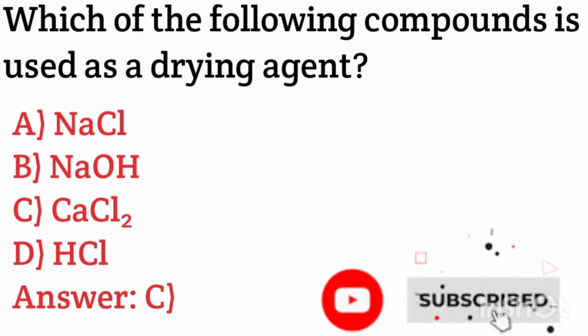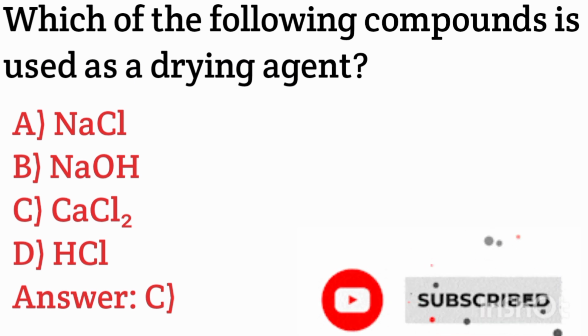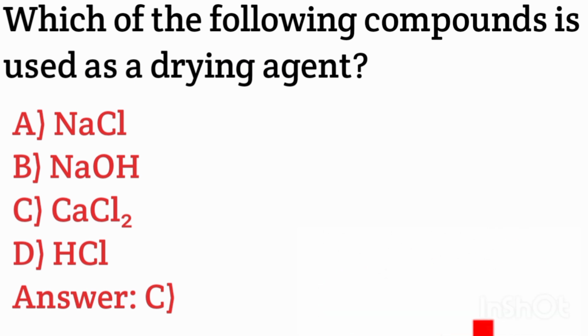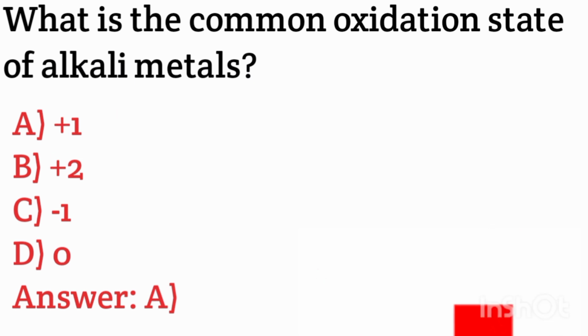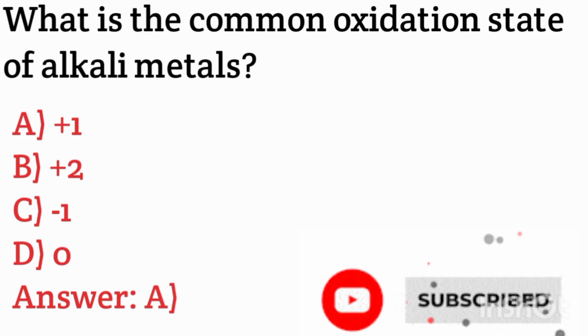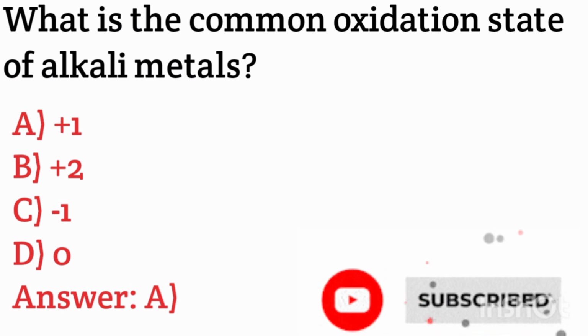Which of the following compound is used as a drying agent? CaCl2. Option number C is correct. What is the common oxidation state of alkali metal? Plus 1. Option number A is correct.